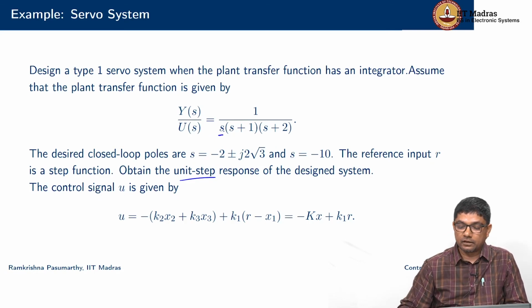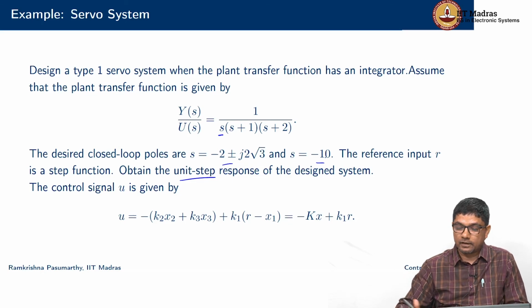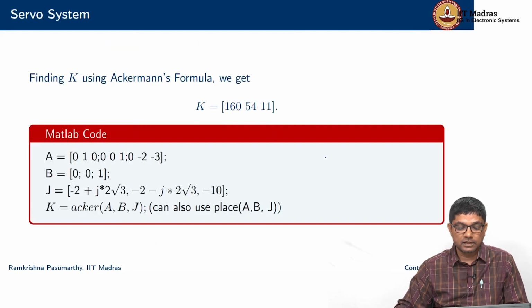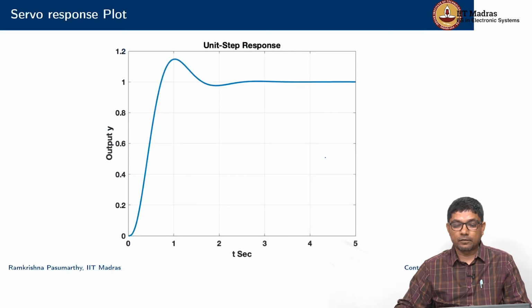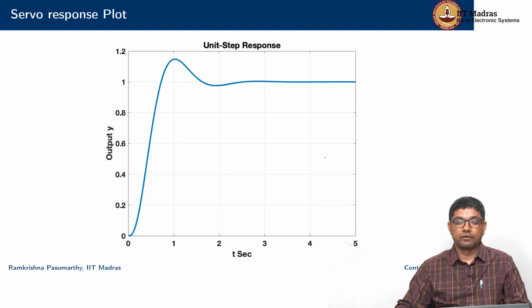Okay, a simple example here, a type 1 servo system. I have a pole at the origin. The desired closed loop poles can be arbitrarily placed somewhere. Reference is a unit step, and I can just do the entire math. The unknowns here are k1, k2 and k3. I can write the system down in the controllable canonical form. I can place the poles at desired locations, and it's just simple math here. I can see that my system tracks a unit step very beautifully.